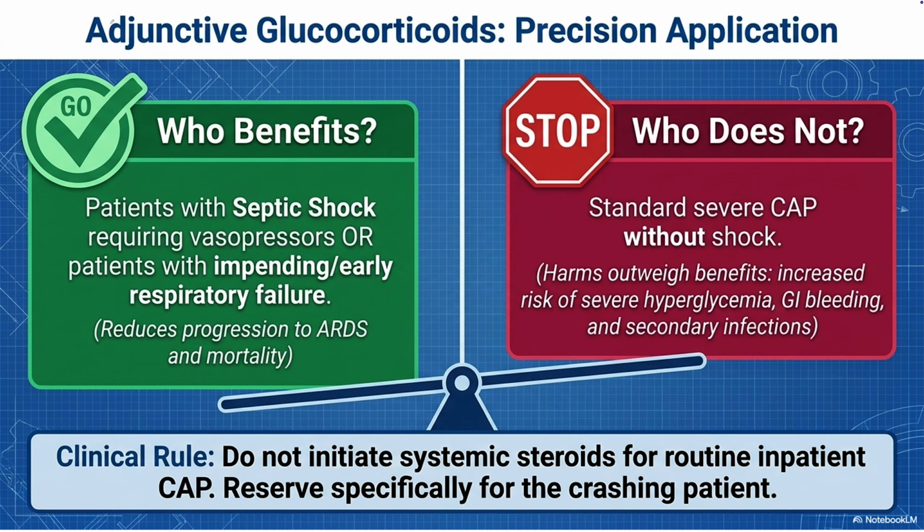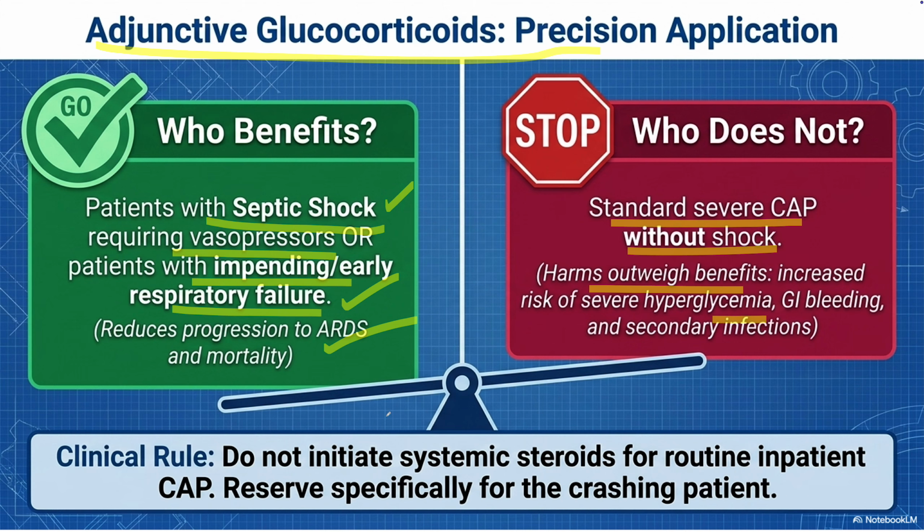Slide 9. Adjunctive corticosteroids. A common question is whether corticosteroids should be routinely prescribed. The answer is no. Patients with standard severe CAP who do not have shock generally do not benefit from routine steroid therapy. In fact, the harms may outweigh the benefits, including severe hypoglycemia, gastrointestinal bleeding, and secondary infections. The group that does benefit includes patients with septic shock requiring vasopressors and those with impending or early respiratory failure. In these patients, corticosteroids may reduce the risk of progression to ARDS and improve survival.